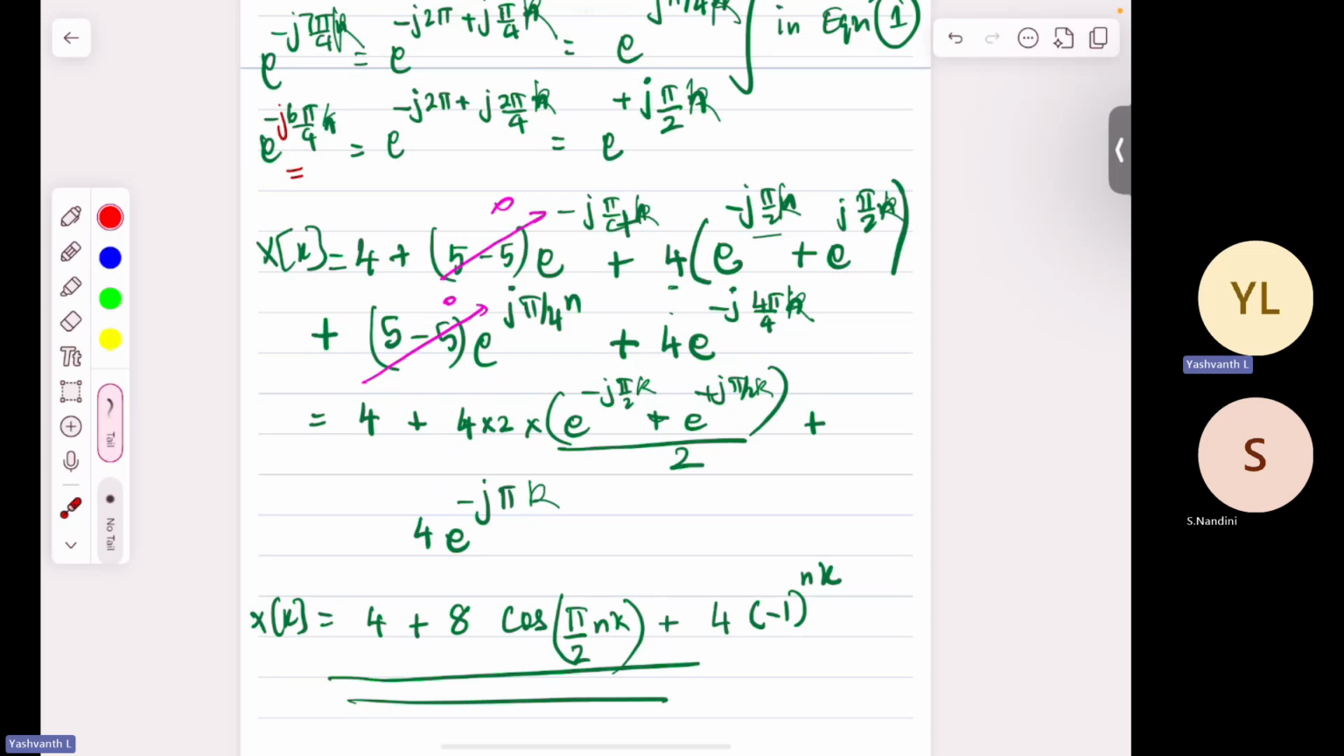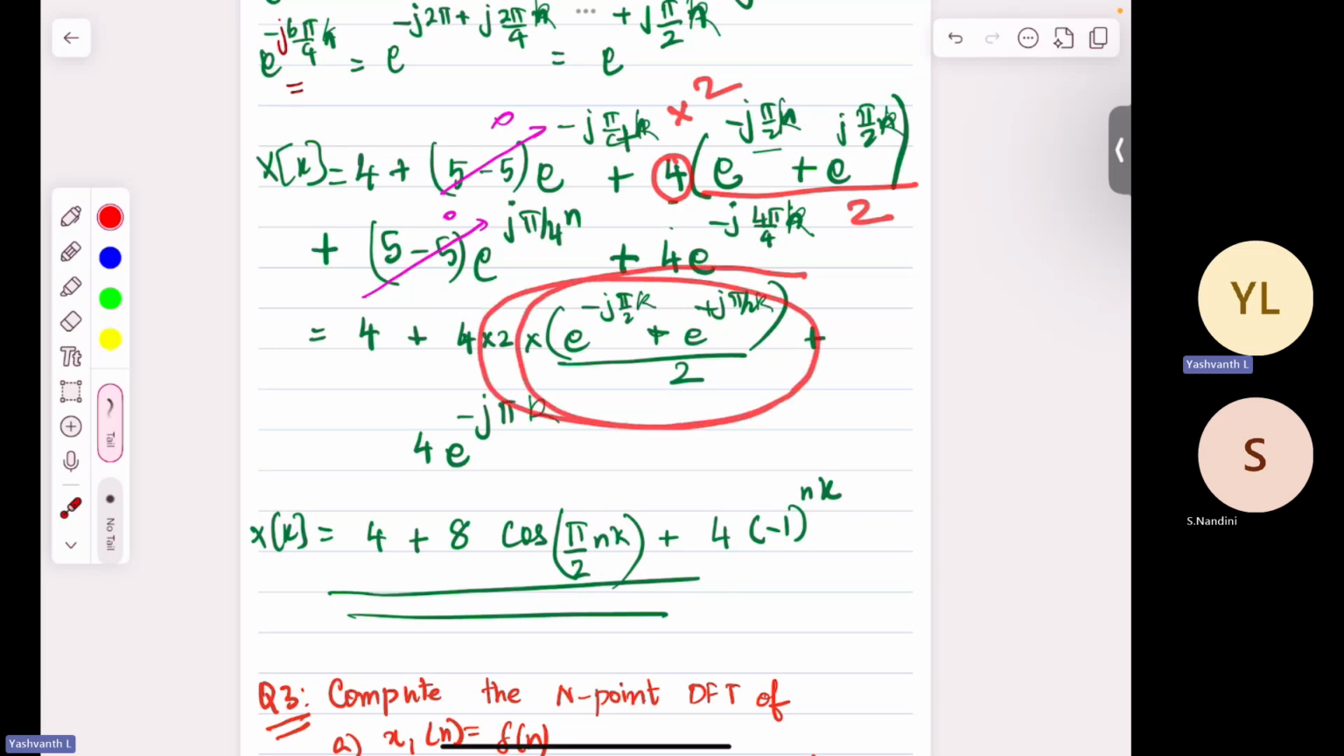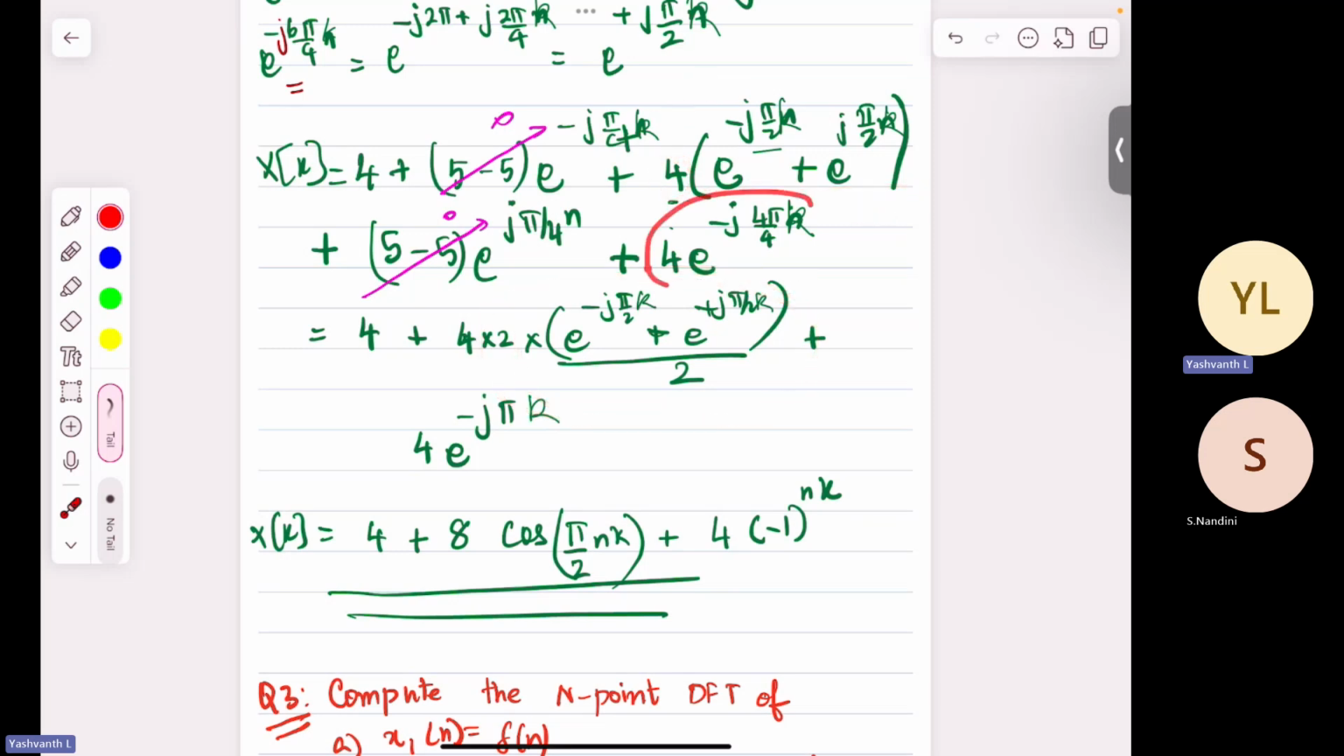Okay, maybe there is something missing. Yeah, nothing. We are not missing anything. Now what I will do is I'll multiply this by 2 and divide by 2. That's what I'm doing here. And this e power minus j 4 pi by j pi k will be as this because 4 and 4 get cancelled. Now what is this?